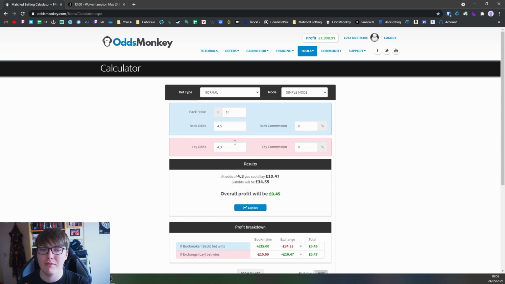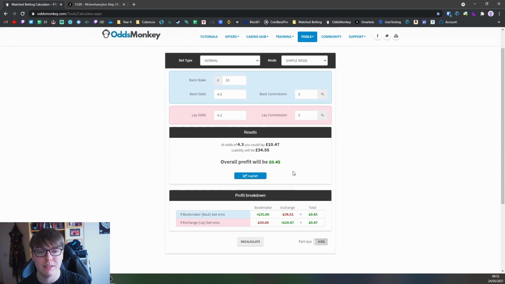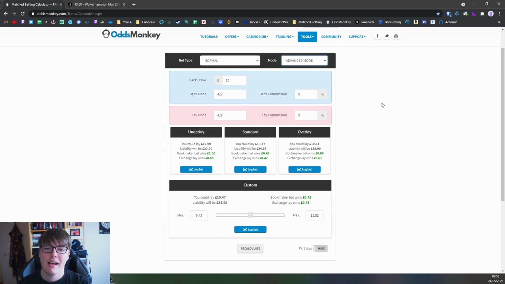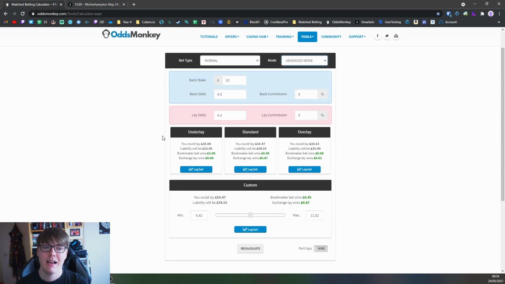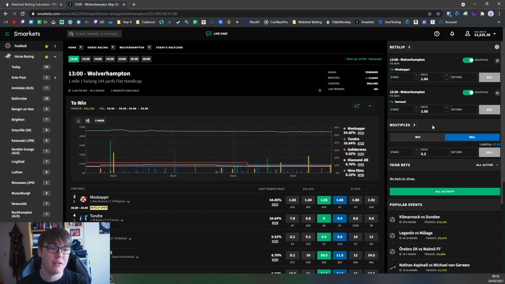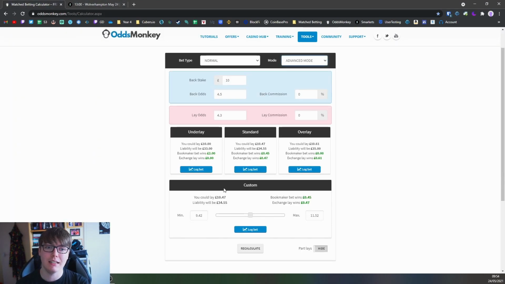So you've got back odds of 4.5, lay odds of 4.3, and you're saying that you would make a 45 pence profit no matter the outcome. Now, what you might want to do is switch that to advanced, and then you can underlay it so that if the exchange wins, so if you're backing both of these horses to win, if they both don't win, you don't lose anything. And if they do both win, now given that they're both favourites, that is quite likely, you could get £2 of profit.